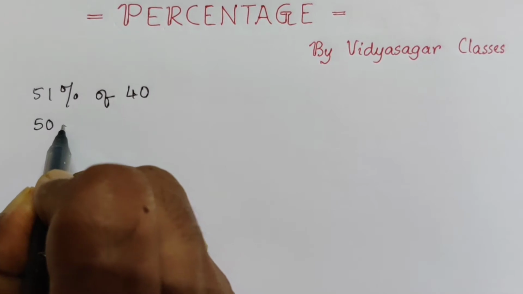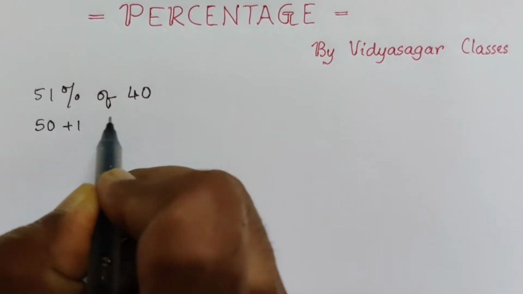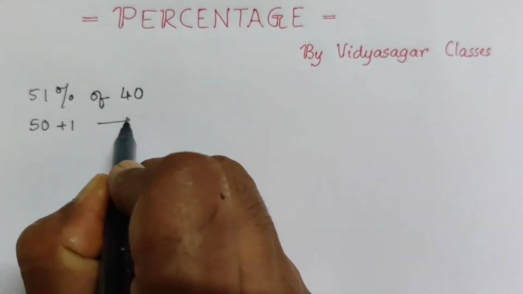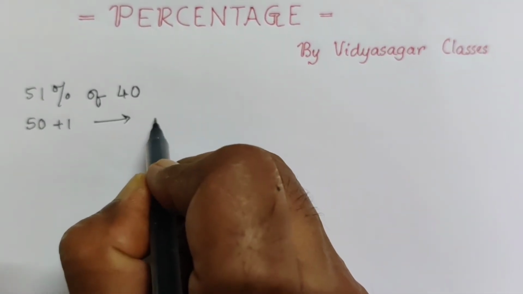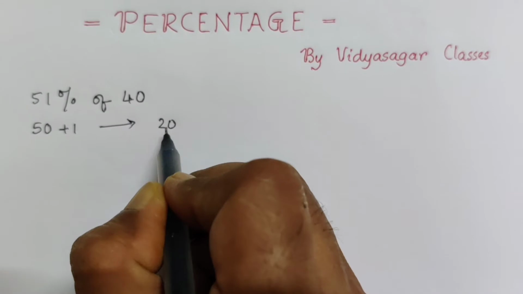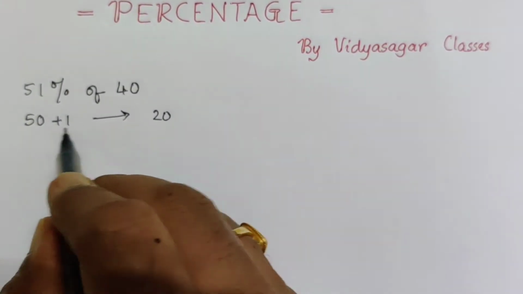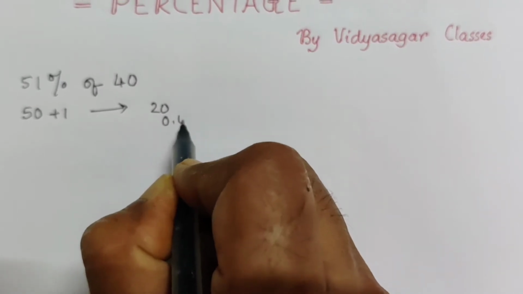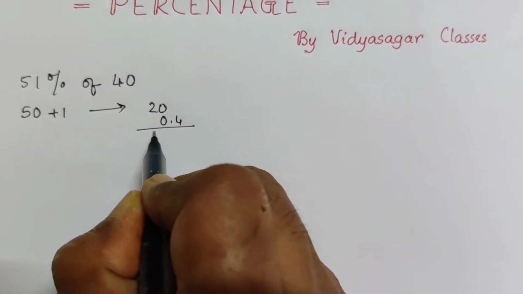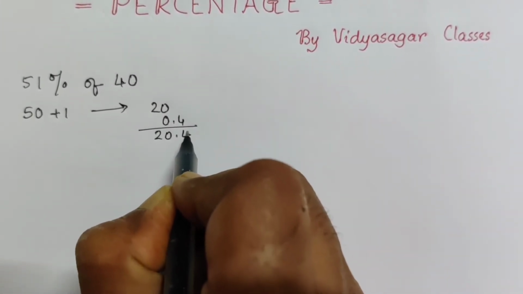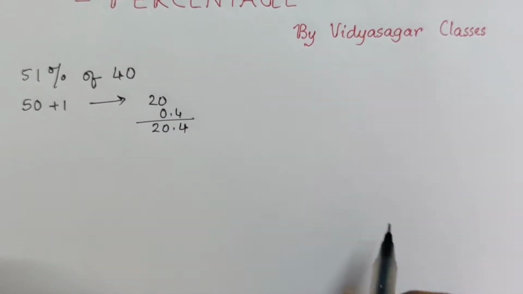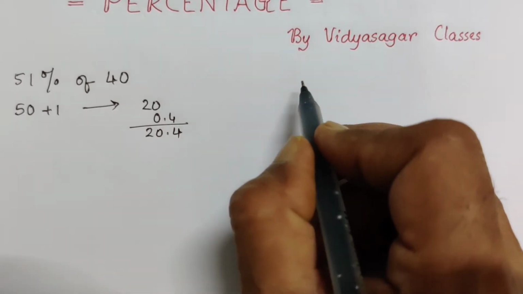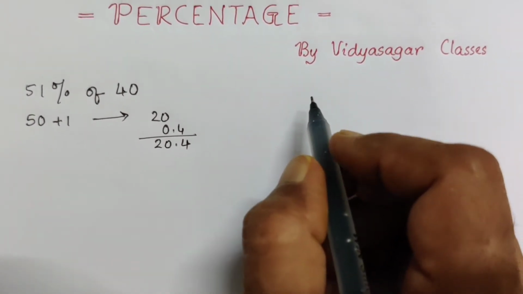We have to take it as 50 plus 1%, split it. We know that 50% of 40 is 20 and 1% of 40 is 0.4. So totally it makes it 20.4. This is the answer. So how fast could we do it?